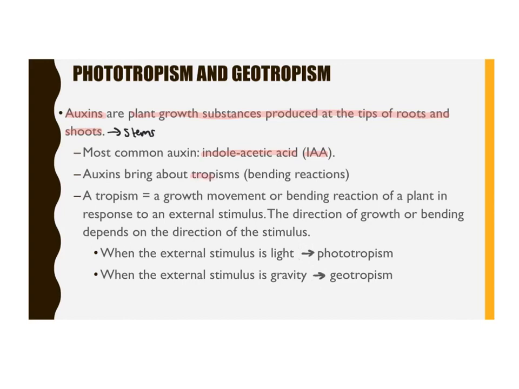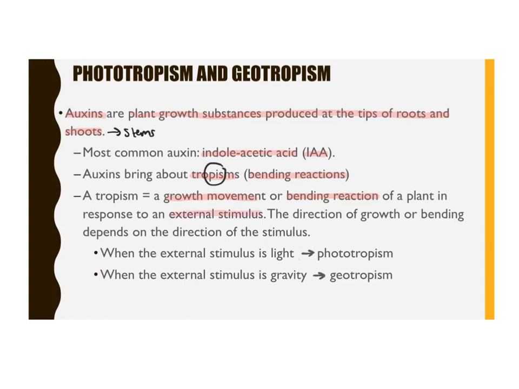So, like I said, auxins bring out tropisms, which are called bending reactions. Please note that there is no H over here. They're not trophisms. People want to say trophisms because you think of trophic levels and that kind of thing. But it's a tropism. You must say that word out loud so that you can remember there's no H there. So tropism, there I go, I put an H. Tropisms are growth movements or bending reactions of a plant in response to an external stimulus.